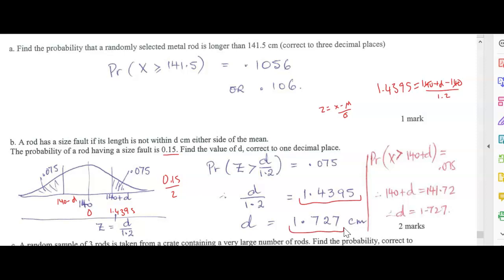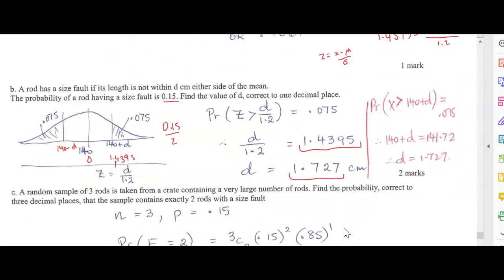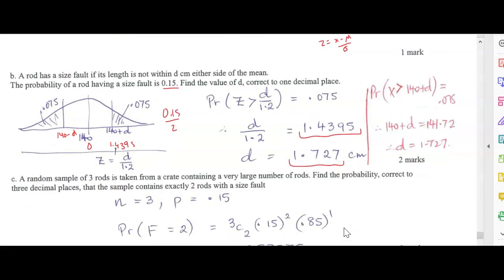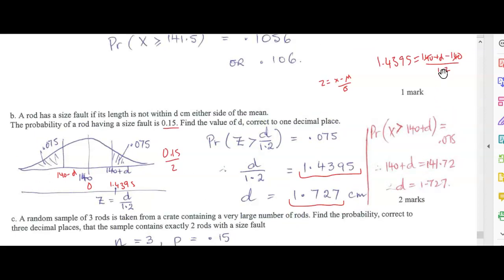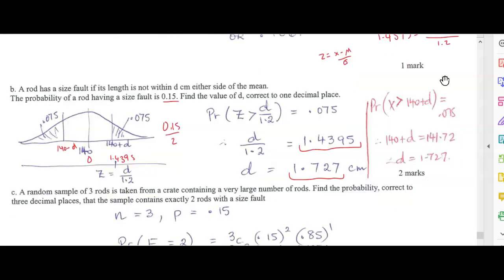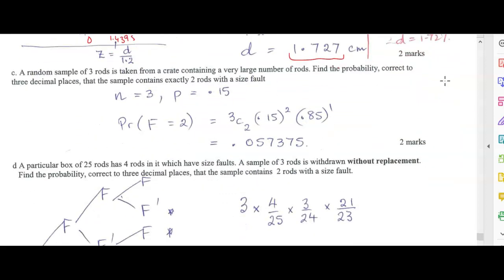And that's where the 1.727 has come from. Now, the other method, I'm not too sure where that has come from, and I just don't have the brain capacity to really think about it too much at the moment. Maybe it is already multiplied by 1.2. No, I don't know. All right, question C.